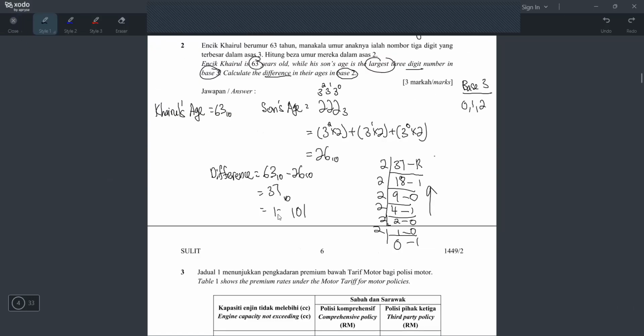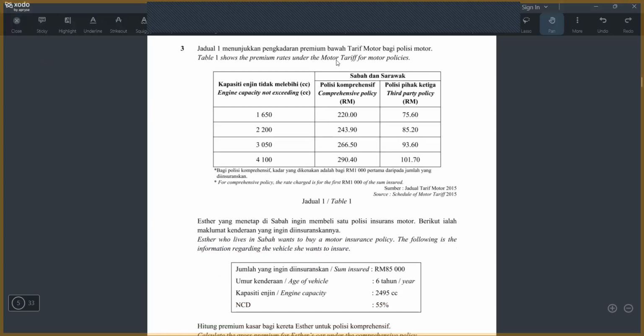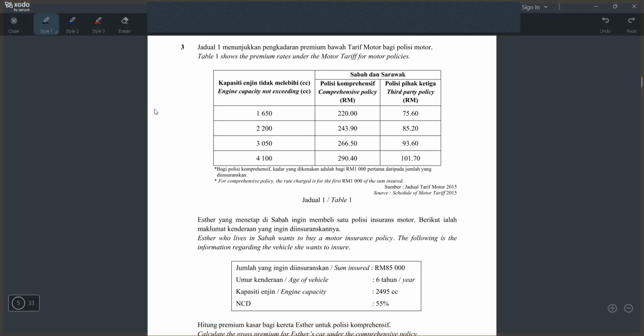1, 0, 0, 1, 0, 1 base 2. So that would be the answer for question number 2. 1, 0, 0, 1, 0, 1. Yep. Okay, now we can continue with question number 3.